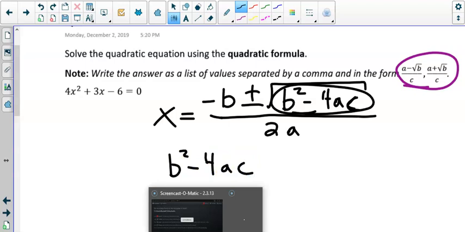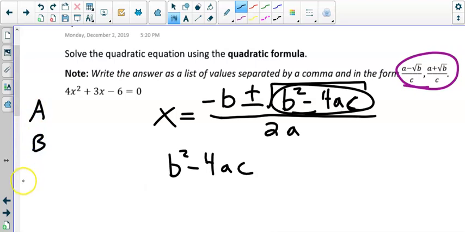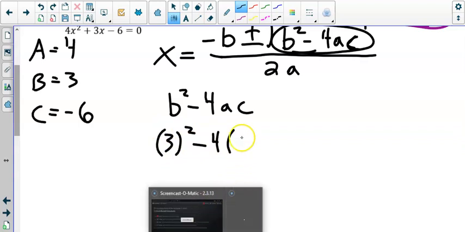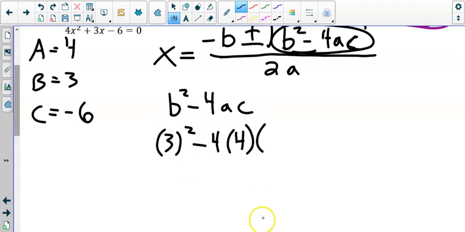All right. Before I plug in, I always like to write out who my a, b, and c are. Who is a? 4. Who's your b? Who's your c? Yay. All we got to do is plug those numbers in. So who is b again? 3. So I'm going to have 3 squared minus 4 times what's your a? 4. What's your c? All right.